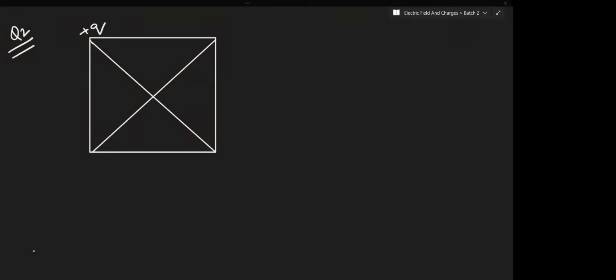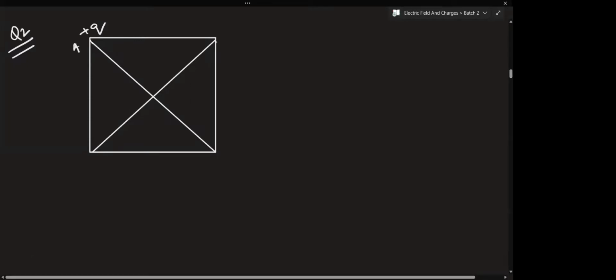Just start writing this question and try it yourself also. I'll discuss it once. Let's say this point is A, this is B, this is C, this is D. At this point, you have the charge plus 2q. At C, you have minus 2q. At D, you have minus q. And you are asked to calculate the net electric field at the center.